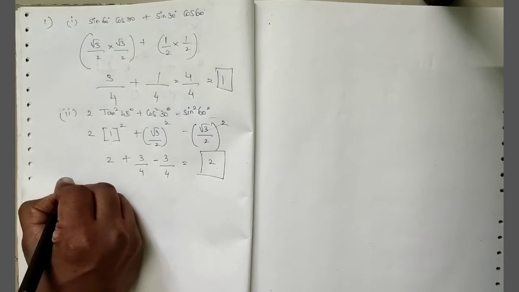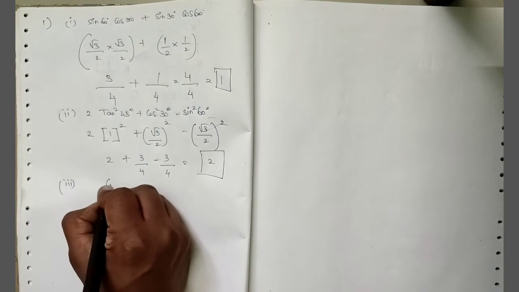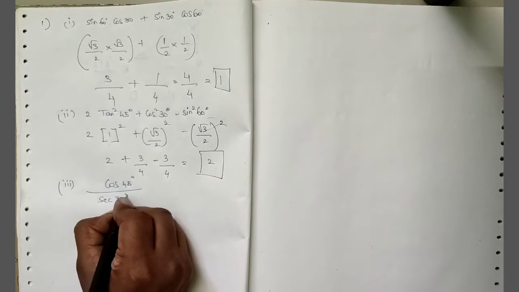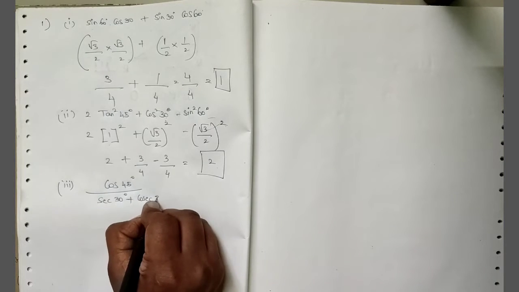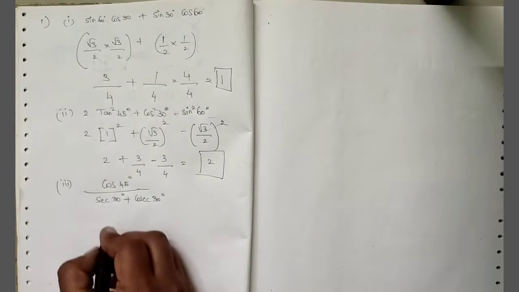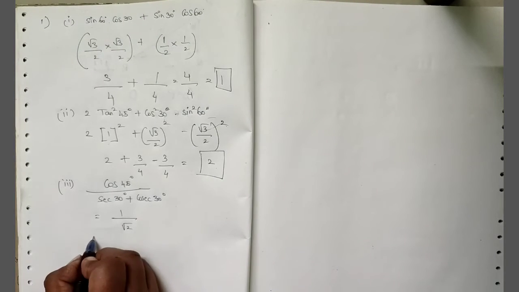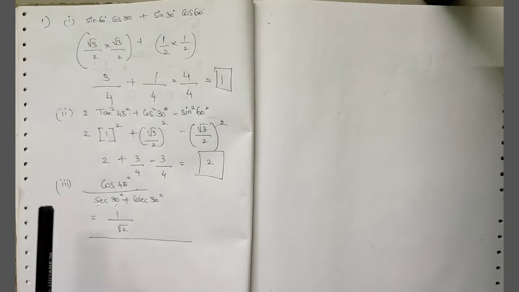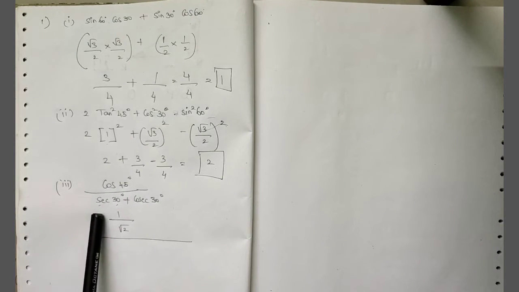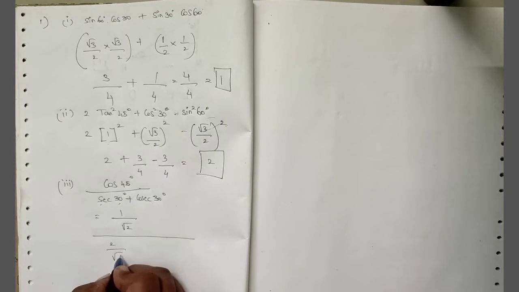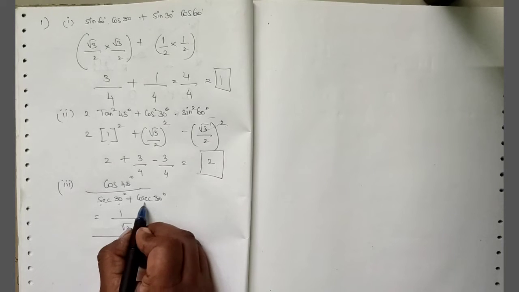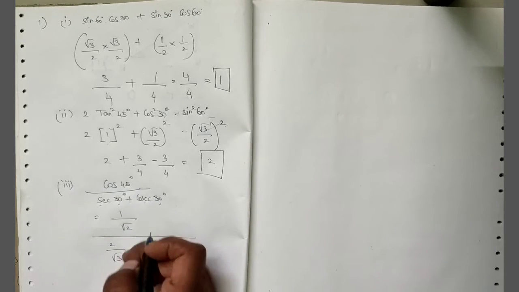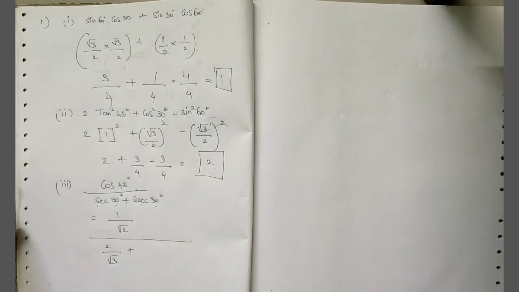We're moving on to the third calculation. What is given is cos 45 degrees divided by secant 30 degrees plus cosecant 30 degrees. So what is cos of 45? We saw it is 1 by root 2, the whole divided by secant 30. Secant 30 is the inverse of cos 30. What is cos 30? Cos 30 is root 3 by 2. So secant 30 is 2 by root 3. Correct? What is cosecant 30? 1 by sin 30. Sin 30 is 1 by 2. So cosecant 30 is going to be just 2.